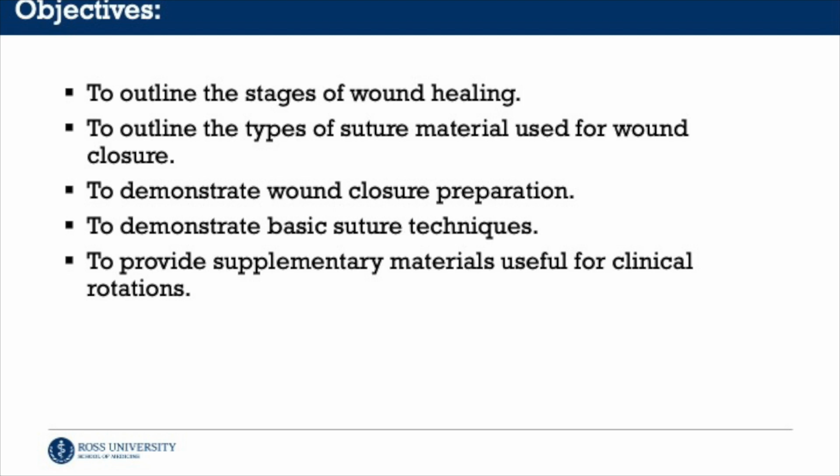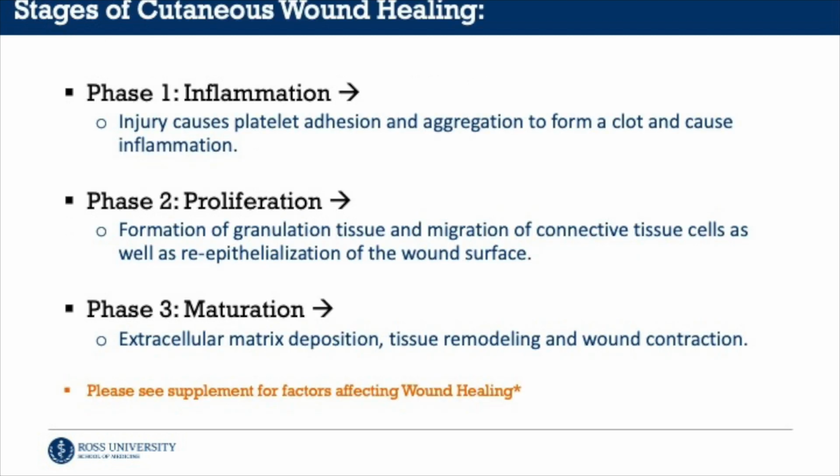Let's start by talking about the stages of cutaneous wound healing. Phase 1 is inflammation. Injury causes platelet adhesion and aggregation to form a clot. For phase 2, we have proliferation. This is the formation of granulation tissue and migration of connective tissue cells, as well as re-epithelialization of the wound surface. For phase 3, we have maturation. The extracellular matrix deposition occurs, and tissue remodeling and wound contraction also occur.